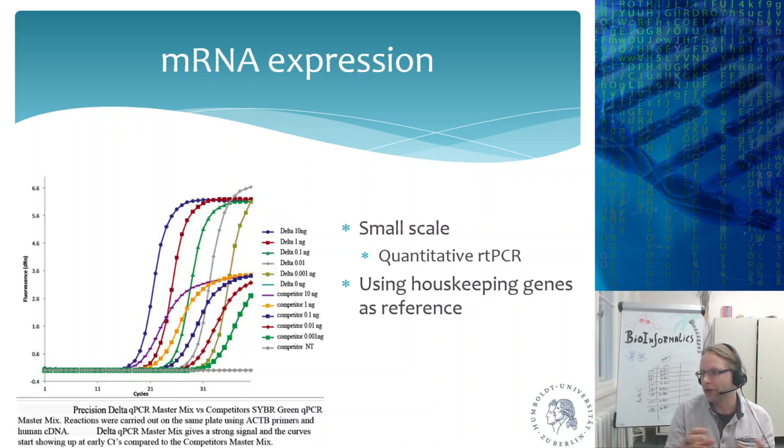So of course you can't really do this with RNA directly, so what you first have to do is transcribe the RNA into DNA. So you get the little sample from the nose, you put it in a buffer, and then you make DNA from this RNA so that it's more stable. And this is relatively small scale, because this quantitative real-time PCR you can only do on a couple of genes, but you can't do it on hundreds of genes. Well, you could, but then it will take a long time.